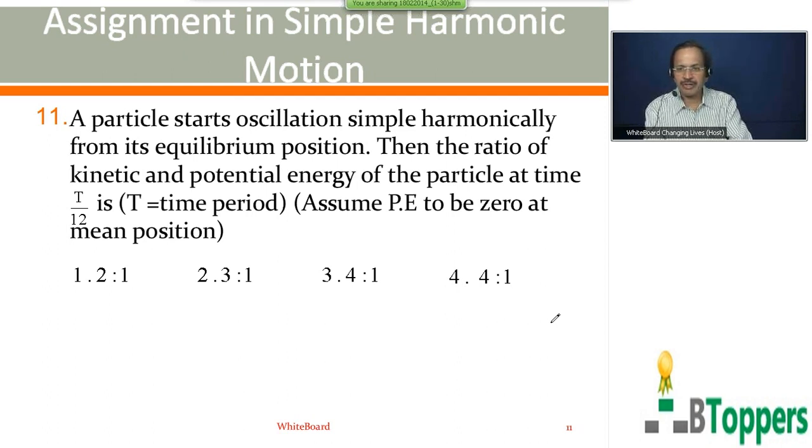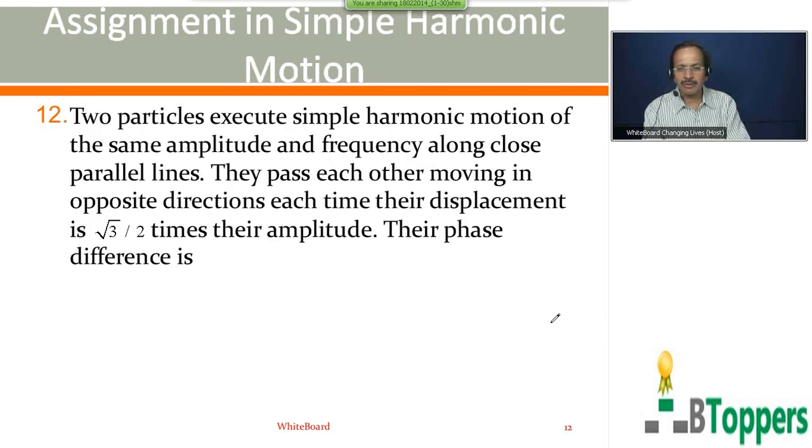So I am going to show the next question on screen. So look at the question number 12. Two particles execute simple harmonic motion of same amplitude and frequency along close parallel lines. They pass each other moving in opposite directions. Each time their displacement is root 3 by 2 times their amplitude. Their phase difference is. So we are shown 4 options on screen. Come on, take a pause and try this question.